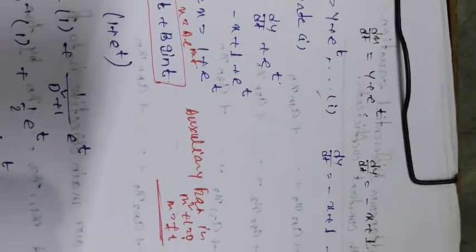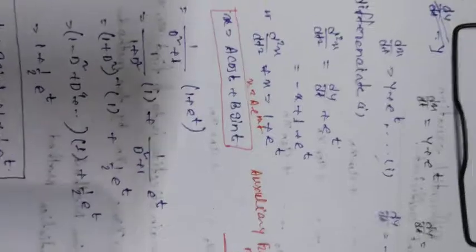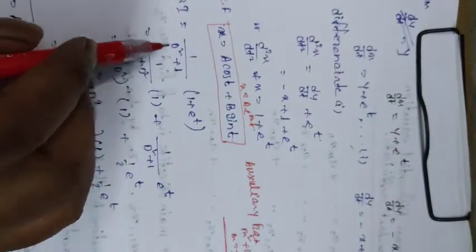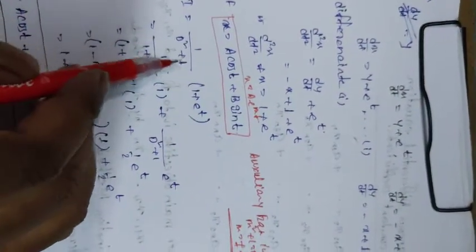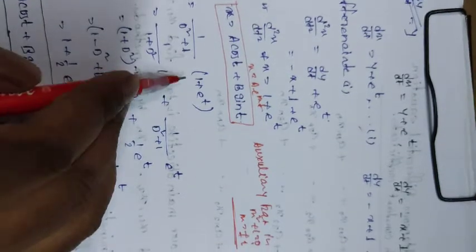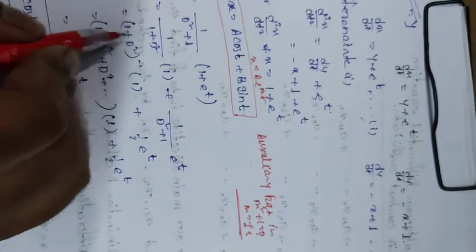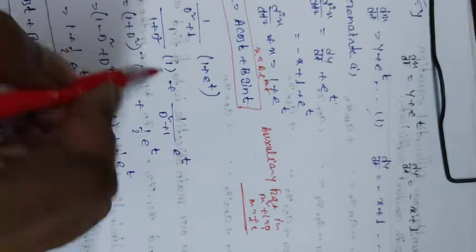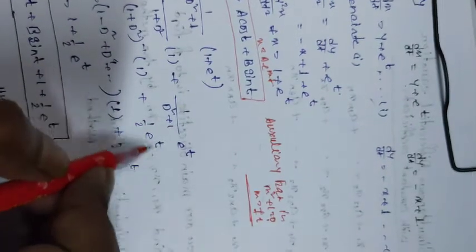And here, since the right hand side is not equal to 0, we also have to find the particular integral of x. So how can we find the PI? That is PI is equal to 1 by D square plus 1 of (1 plus e to the power t), and here we use the distributive law, that is 1 by D square plus 1 of 1, plus 1 by D square plus 1 of e to the power t.